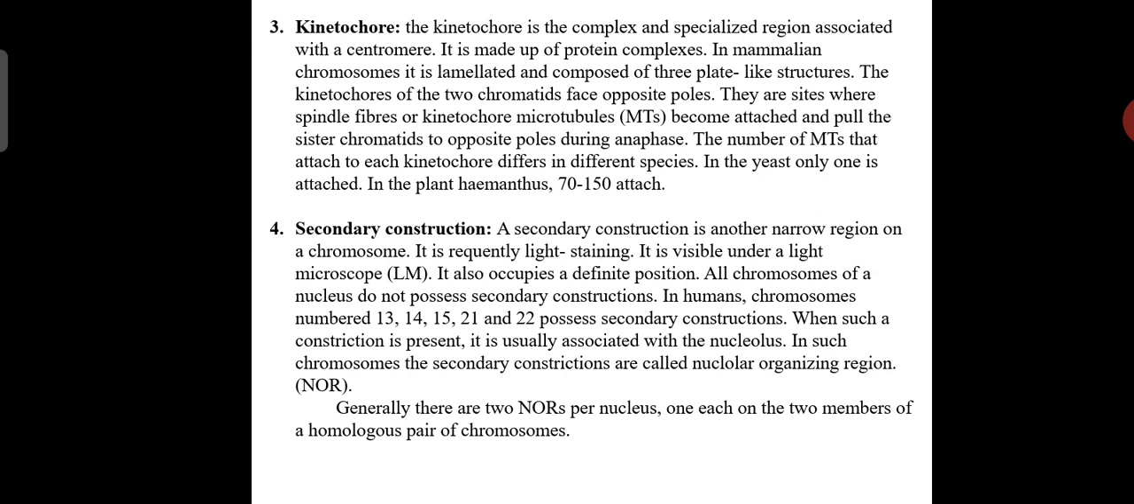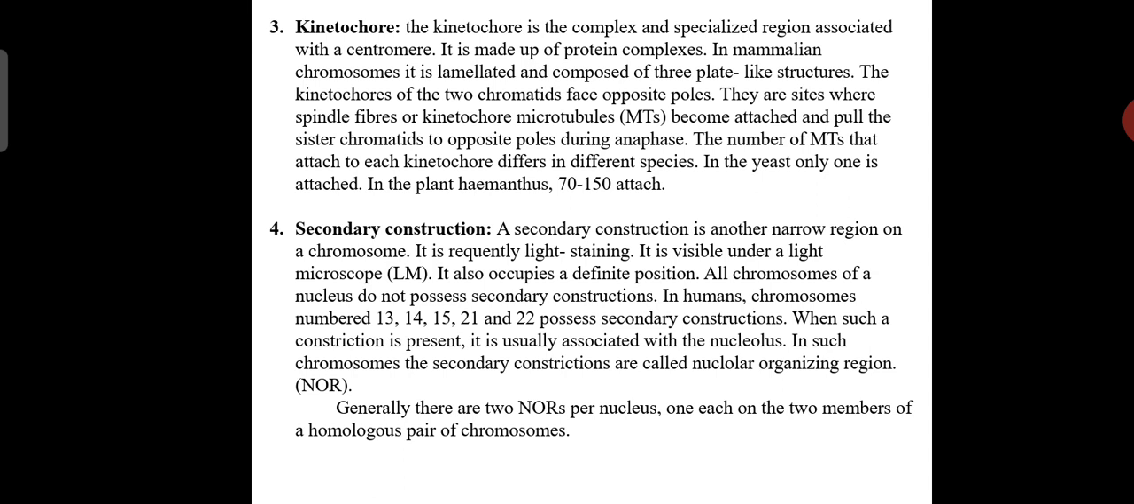The number of kinetochore microtubules that attach to each kinetochore differs in different species. It's not the same in all species, right. In yeast only one is attached. In plants it may be 70 to 150 microtubules attached here.